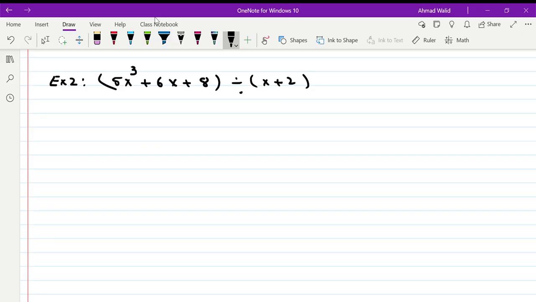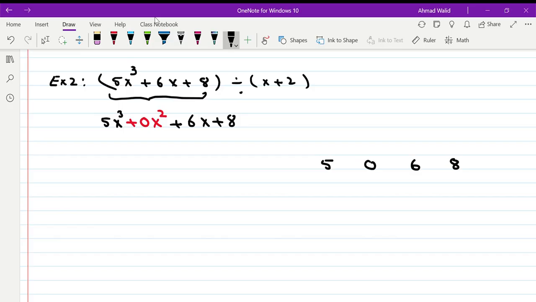First thing, check your dividend, write it in descending order, and if it's incomplete, complete your polynomial. Okay, 5x cubed first. After x cubed, I should have x squared, which I don't have. Then I'll add 0x squared here. And after that, plus 6x plus 8. Now, write the coefficients in one line: 5, 0, 6, 8. Focus on the sign, please.